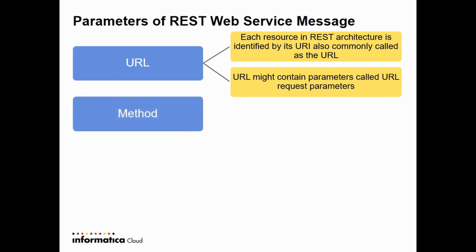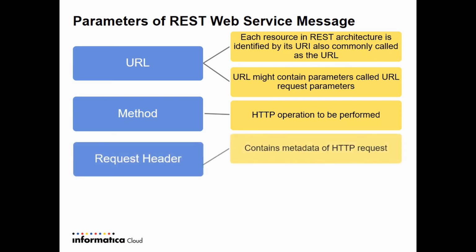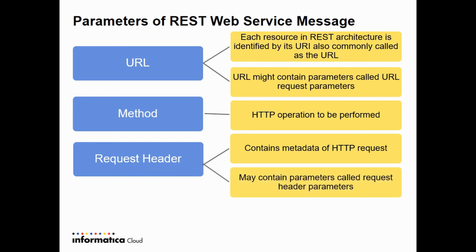Method or verb represents the HTTP operation that is to be performed, whether GET, POST, PUT, or DELETE. Header contains metadata for the HTTP request message as key value pairs. For example, client or browser type, format supported by client, format of the message body, and cache settings, etc. In order to process a request, you may pass the parameters in the header section of the request. Such parameters are known as header request parameters.